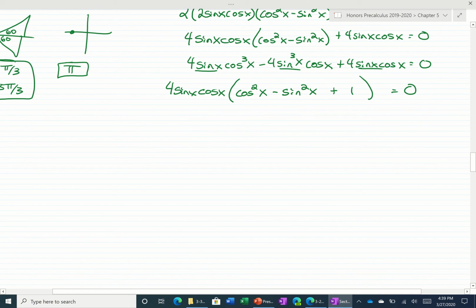All right, so 1 minus sine squared is equal to cosine squared. So this is just 4 sine of x cosine of x times cosine squared of x plus cosine squared of x, and that's equal to 0. All right, so now we're almost done.